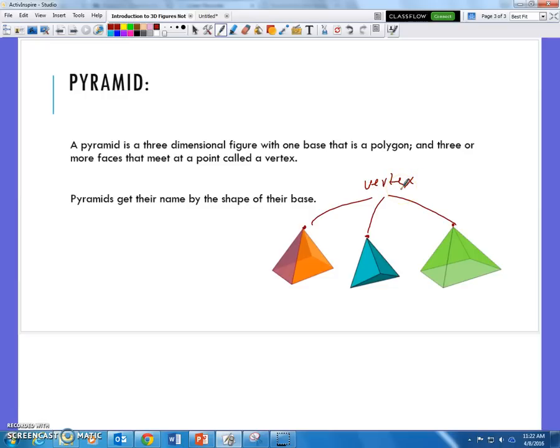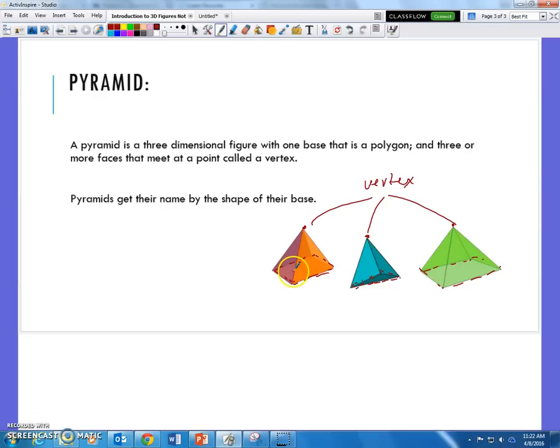All right, pyramids get their name from the shape of the base. And so as you can see on these two pyramids on the edges, they have rectangles for bases. So we would call those rectangular pyramids, or box pyramids, sometimes they're called rectangular pyramids. Unfortunately, this one does not have a rectangle, it has a triangle. Okay, and so we would call this a triangular pyramid because its base, its one flat side across from the vertex, is a triangle.